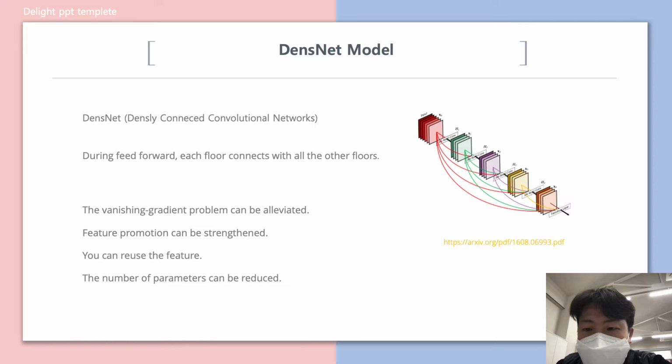Firstly, the model we will look at is DenseNet. DenseNet connects every layer with every other layer during the feedforward. The advantages of DenseNet are as follows. The vanishing gradient problem can be alleviated. Feature propagation can be strengthened. Features can be reused. The number of parameters can be reduced.